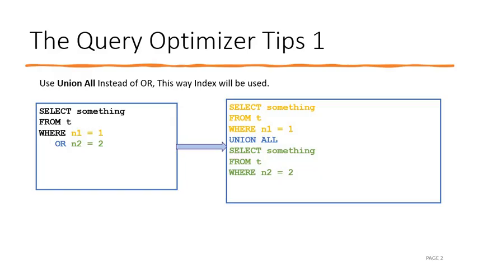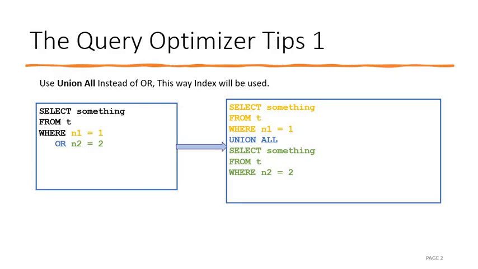We can fetch the data from the employee table for department number 1, then union all, and again fetch the data from the employee table for department number equal to 2. So this way we can improve the performance. If we use union all, and we have an index on a column like n1, the index will be used here. But if we use the or condition, then the index will not be used.